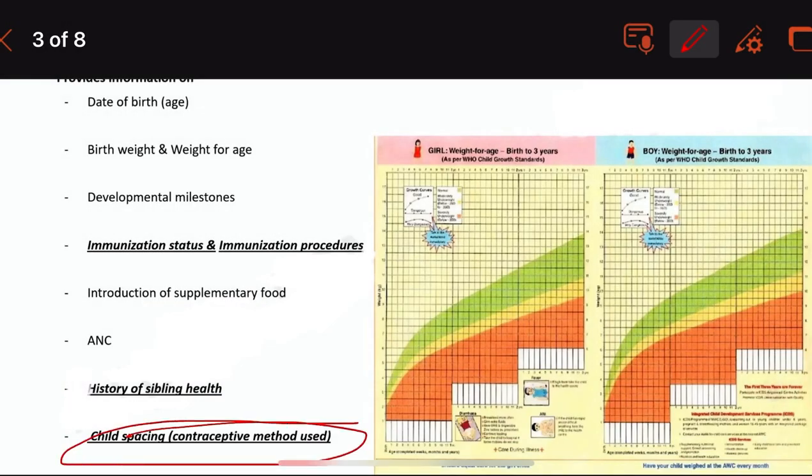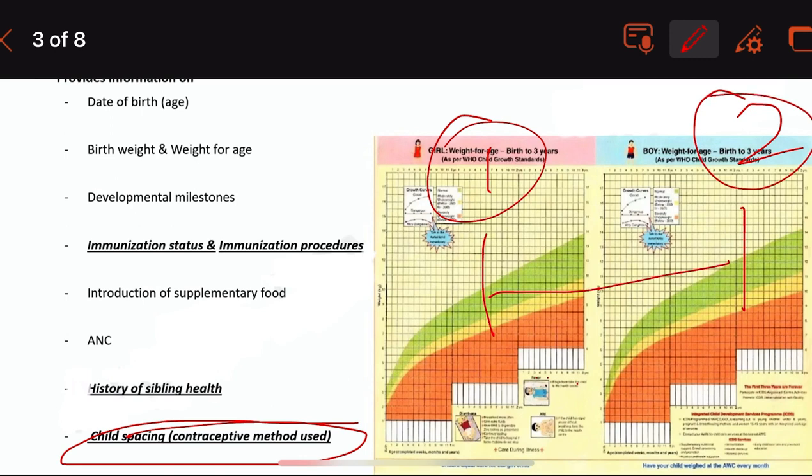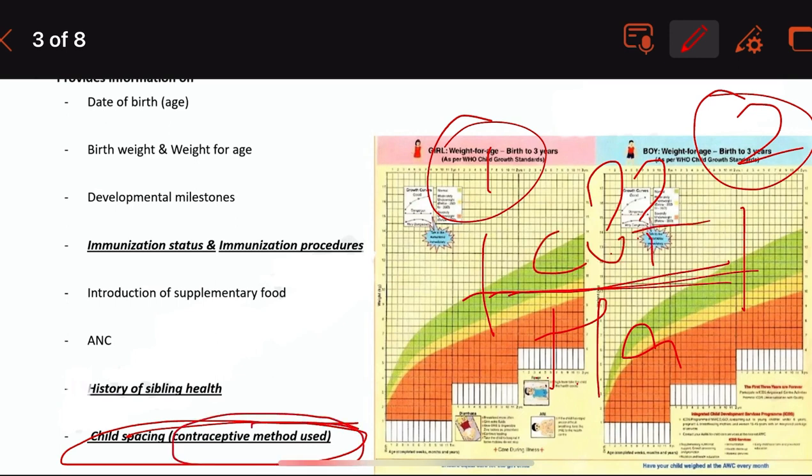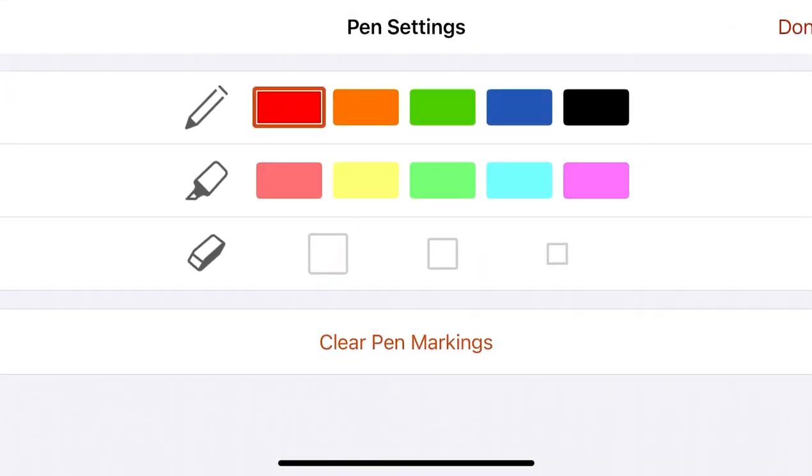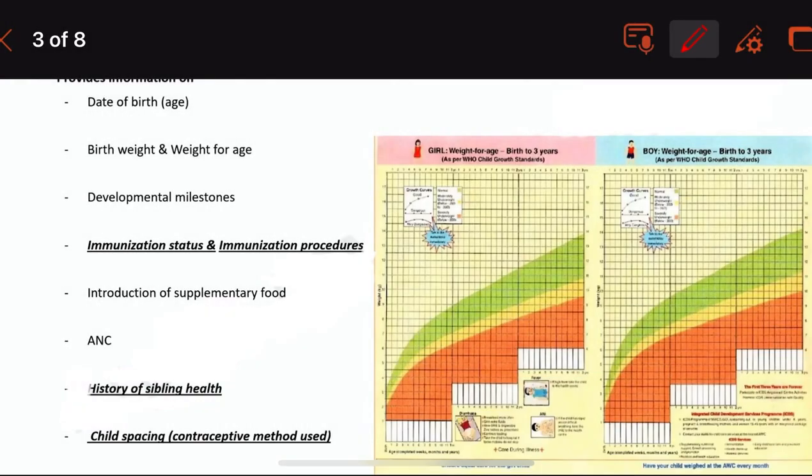So the various contraceptive methods used by the woman or the mother to space the children, that is, between one child and the other, what type of contraceptive method, which we have studied in our previous videos available in the playlist. So whether a hormonal method, or she used a copper T, any of those contraceptive methods she used has to be recorded. So let us see the information provided.